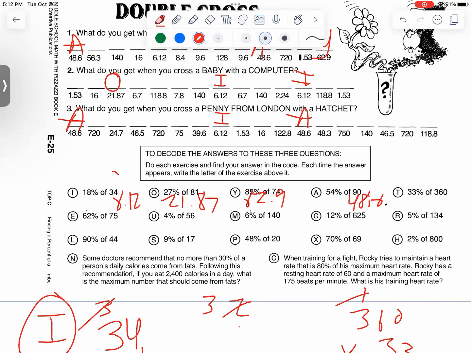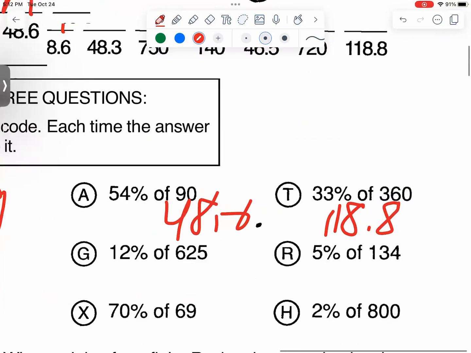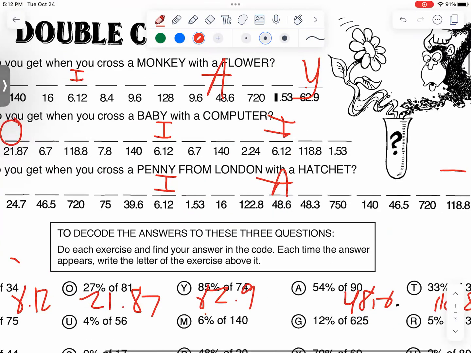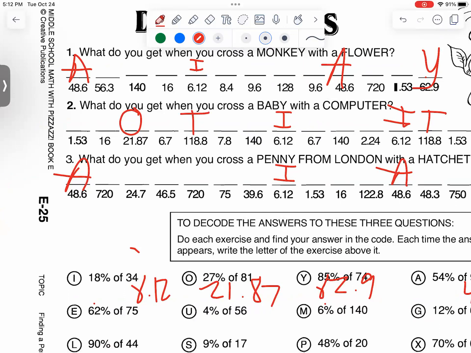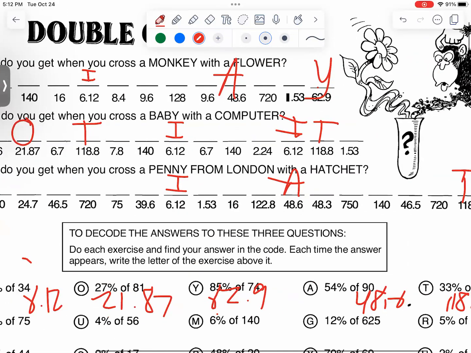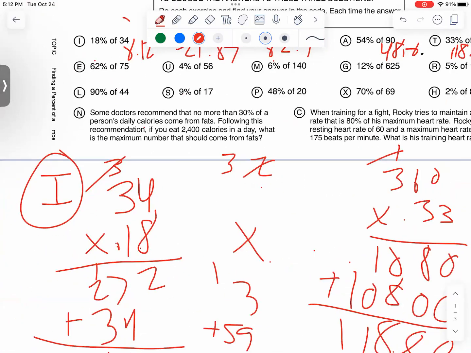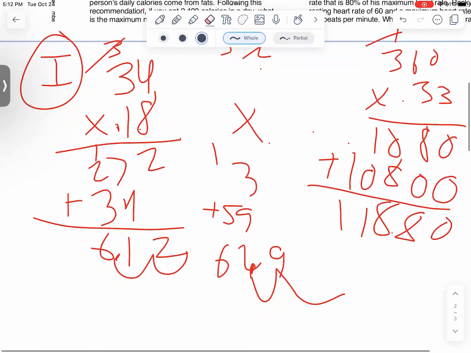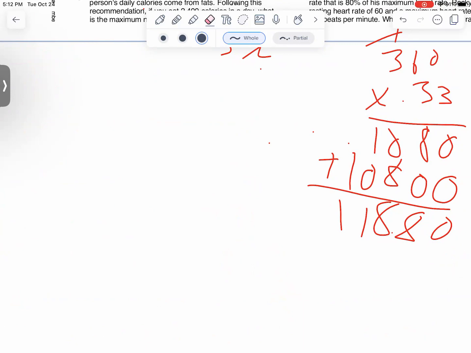Good news. So 118.8 is going to be T. All right, and there's a T there, and a T here. And yep, that's it. All right, next one. I need to make a bigger eraser here because it's taking too long to erase. All right, next one.